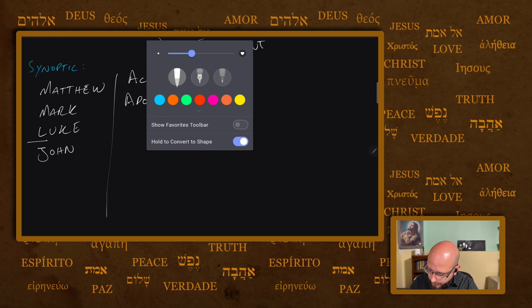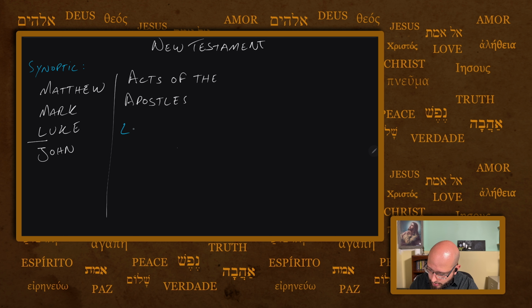And then we will have the letters. The letters are 13 letters, or 13 books, as we understand that the Holy Bible is a gathering of different books.